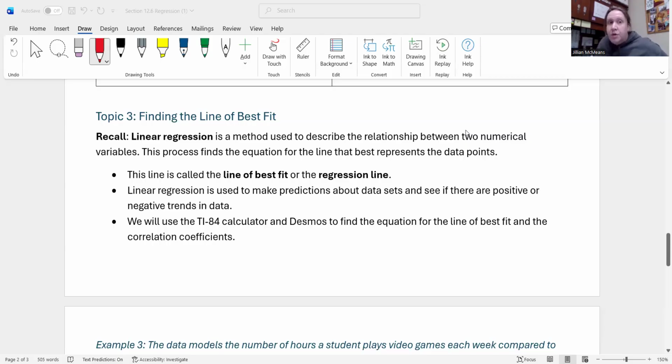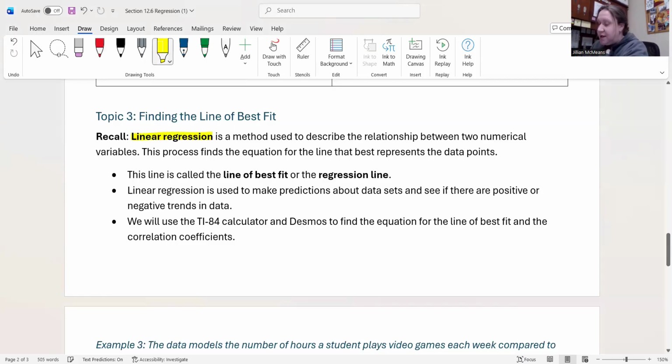For topic 3, we're going to look at finding the line of best fit. And secretly, we've actually already done the whole process. I was just focusing on the correlation coefficient. But if you can find a correlation coefficient, you kind of get the equation for free. So let's do a quick recap here.